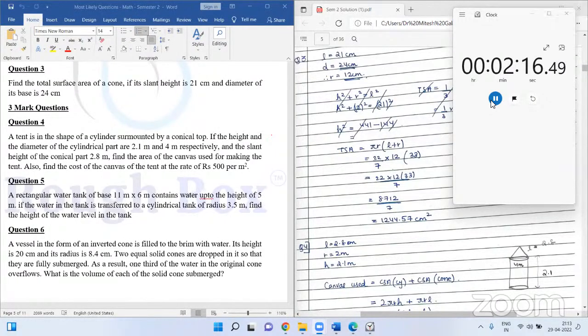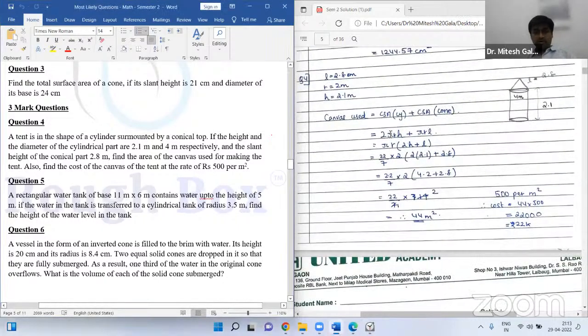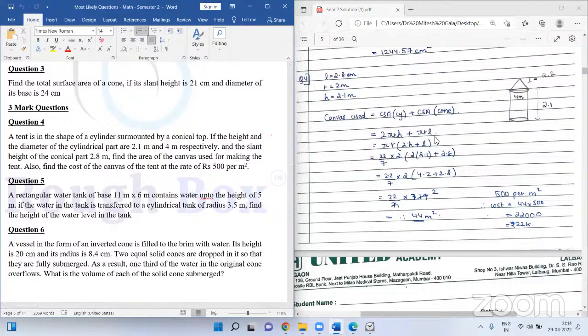Okay, let's look at the solutions. All right, here you go. Curved surface area of cylinder plus curved surface area of cone: 2 pi R H plus pi R L. Pull out pi R common, 2H plus L. Substitute all the values in this. You should get the area as 44, and then the cost is 500. So multiply, your total cost should be rupees 22,000, I guess.